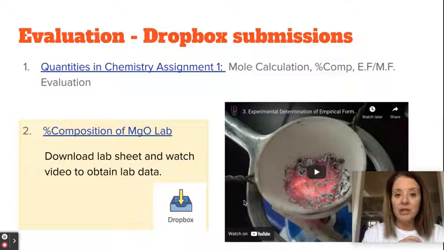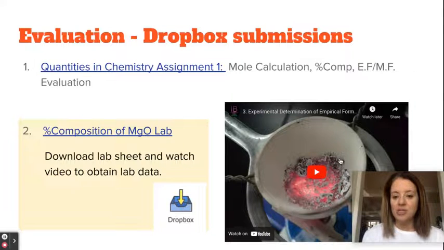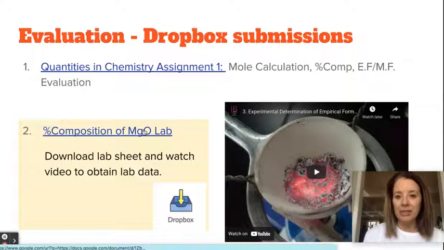There are 2 formal evaluations for this particular module. There is an assignment that takes you through mole calculation 1 and 2 from last week, and then some of the calculations from this week. So you're going to submit that. And then there's a lab. The lab, you need to watch this video in order to get the data to complete that.